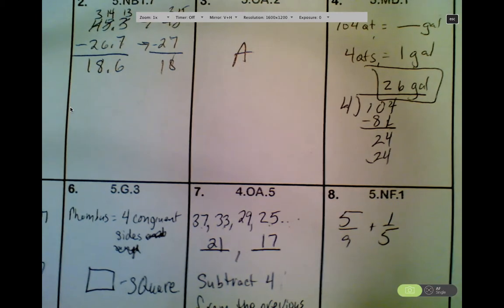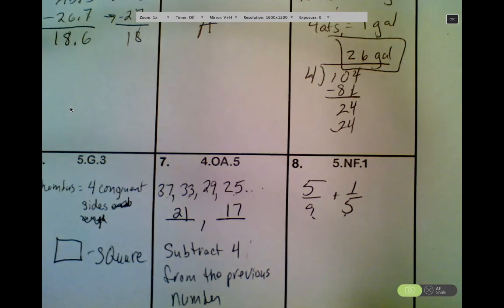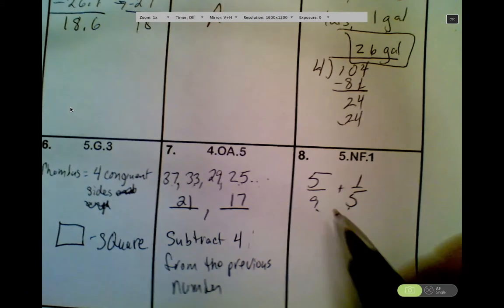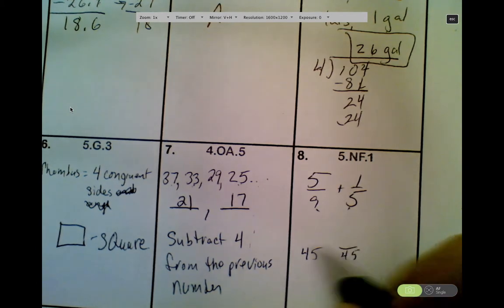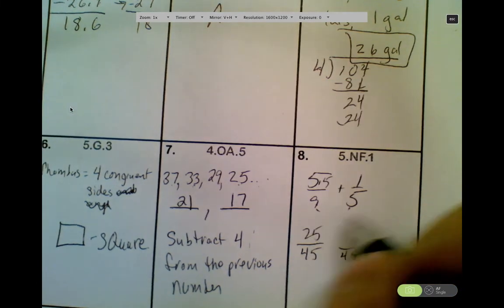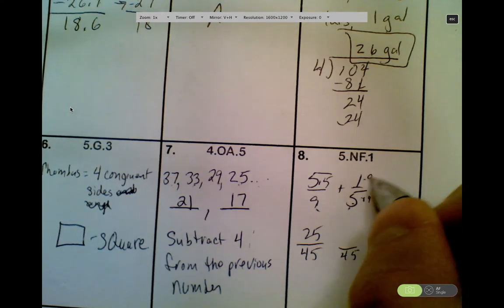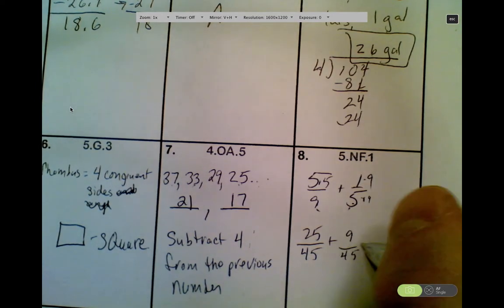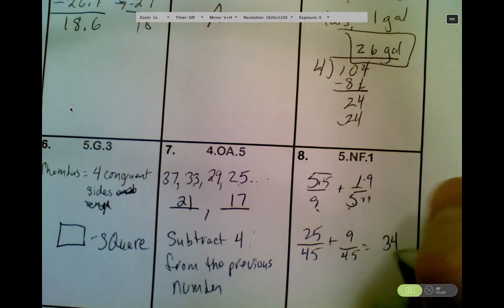Number 8, 5 ninths plus 1/5. I can't add those together. I need a common denominator, which in order to do that, we'll use a least common multiple. In this case, it'll be 45. 9 times 5 is 45. 5 times 5 is 25. 5 times 9 is 45. 1 times 9 is 9. Add those together. That gives us 34 45ths.